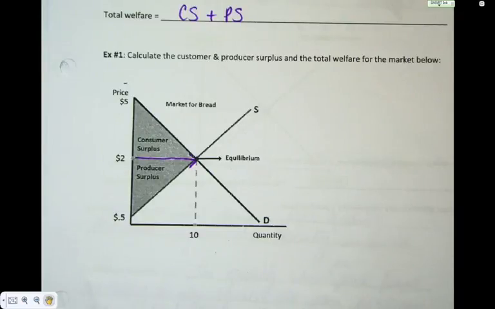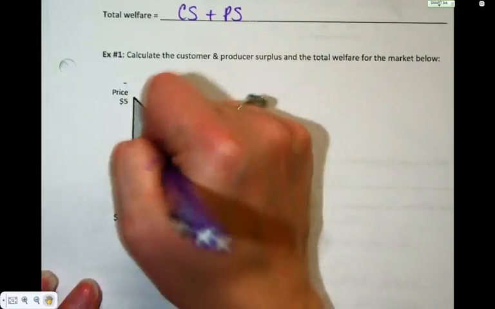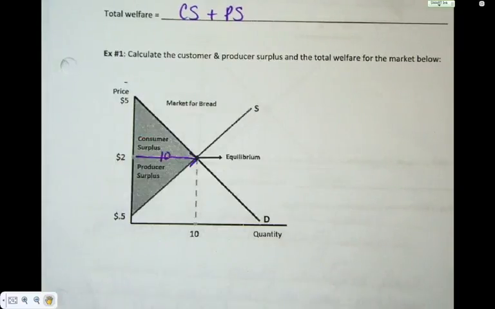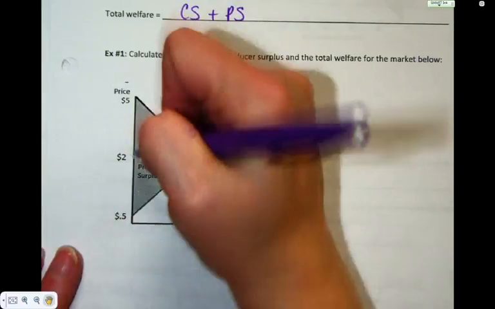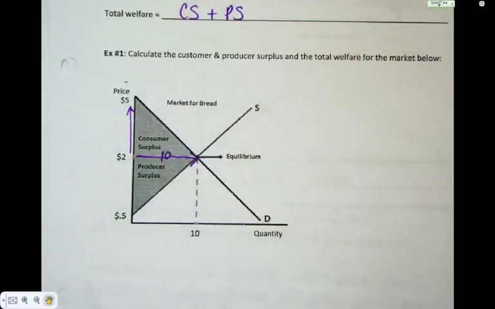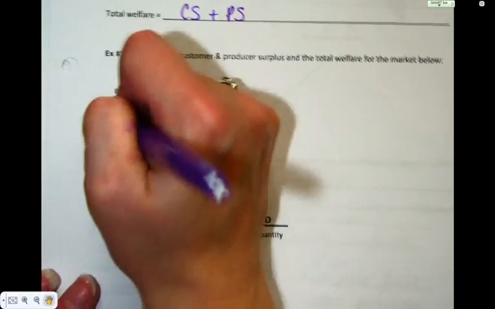No, it's not. It's a quantity, not a price. 10. So we know that this side of the triangle is 10. We're going to have to find the distance from the equilibrium price to the higher price because that's the height of the triangle. So how do we find that? We subtract. If we were at 2 and we went to 5, how many units did we move up? 5 minus 2? 3.